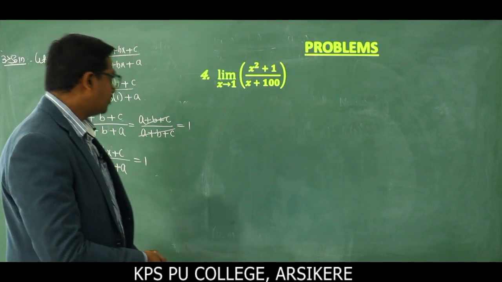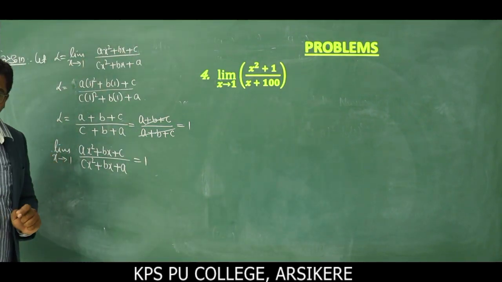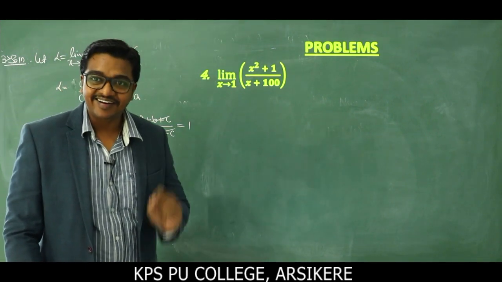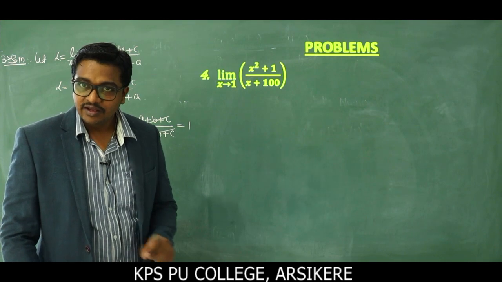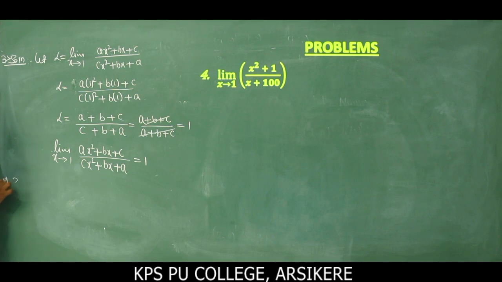Problem number 4. Limit as x approaches 1 of (x squared plus 1) divided by (x plus 100). Third one, sorry, fourth one. Solution.